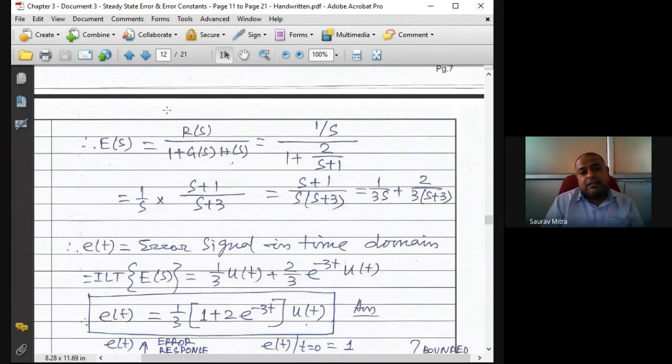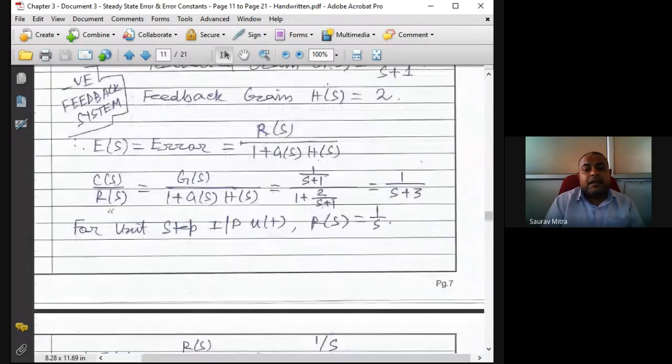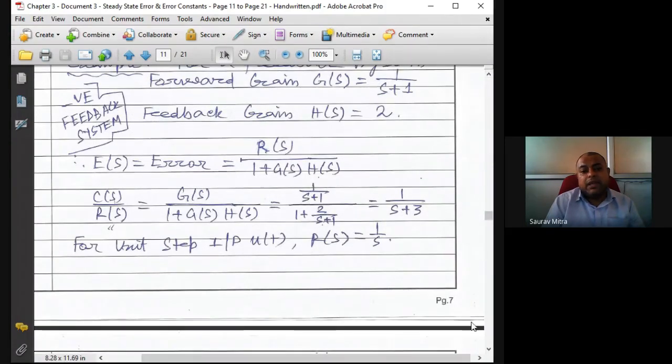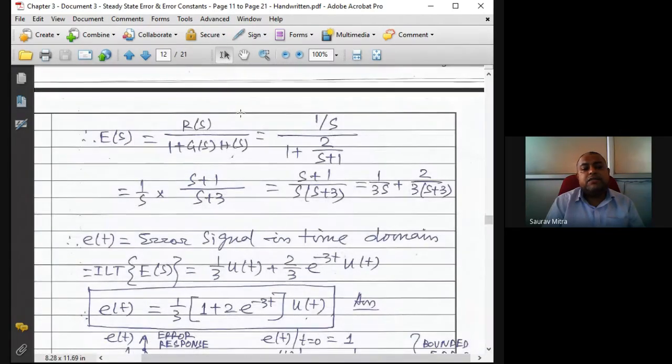So in E(s), first we have to find what is R(s). R(s) is the input. If it is said unit step, substitute R(s) as 1 by s. Then 1 plus G(s) into H(s). G(s) into H(s) is 2 by s plus 1, because in the numerical it is given that H(s) equal to 2 and G(s) equal to 1 by s plus 1. So E(s) equal to 1 by s into 1 plus 2 by s plus 1. If you just calculate it, it becomes s plus 1 divided by s into s plus 3.